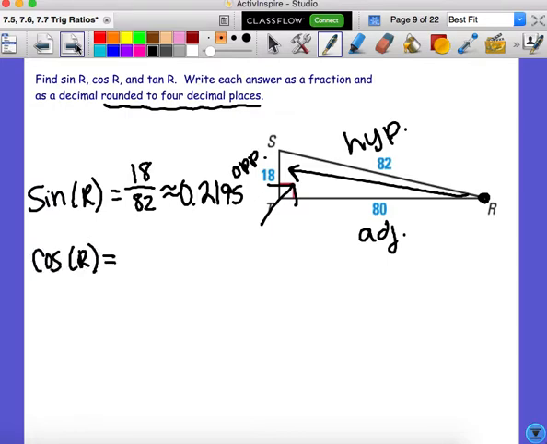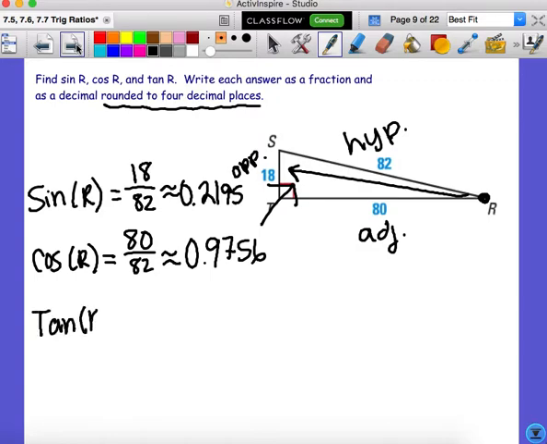Then we're going to form our cosine ratio. So remember, cosine is adjacent over hypotenuse. So we're going to set up 80 over 82 and then round to 4 decimal places, which ends up being approximately 0.9756. And tangent from R is opposite over adjacent. So 18 over 80, rounded to 4 decimal places is approximately 0.225. That only has 3, so we could actually put an exact equal here if we'd like.